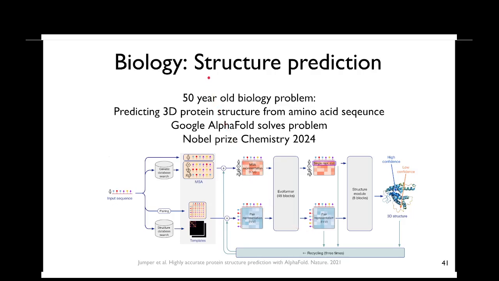Now, another application where neural networks were quite successful is structure prediction. And that is very dear to my heart because it's a very old problem, a 50-year-old problem in biology. And bioinformaticians from around the world have worked on this for many, many years. For the last 2 decades, there was a competition where teams from all over the world tried to solve this problem. And the problem is how to predict the 3-dimensional structure of a protein given its sequence.